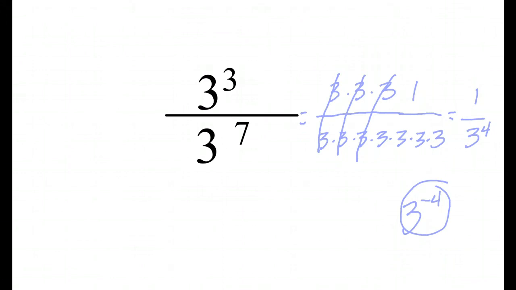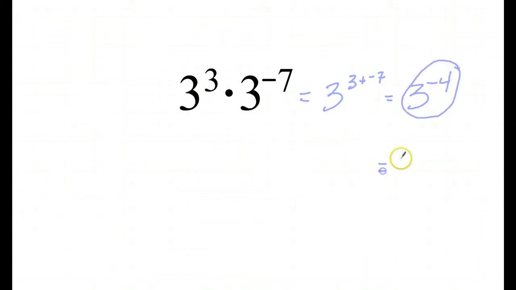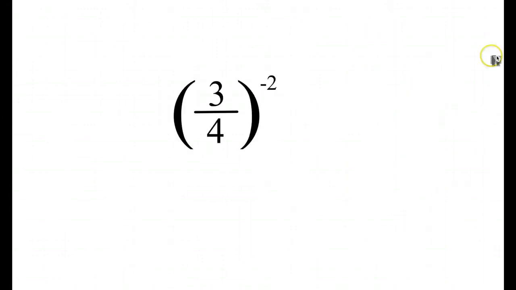Now, another way I could have done this, let's just reset the page. I could have said this has the same base. I'm multiplying, so my rules of exponents say that I can just add the exponents. 3, and then this would be 3 plus a negative 7. That's going to be equal to 3 to the negative 4th. Same thing, which is equal to 1 over 3 to the 4th, because I'm dividing by 3 4 times.